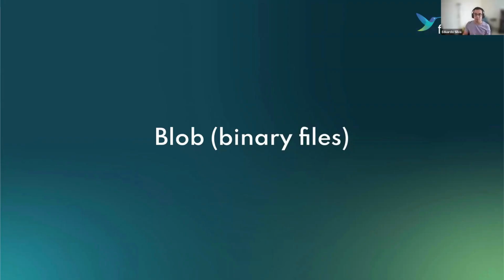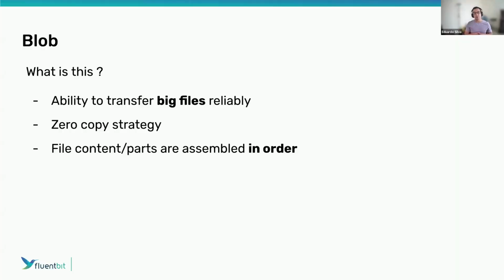But in Blob, what is Blob? Blob aims to transfer big files in a reliable way. And when I say big files, it could be a gigabyte file, but in a way that we are skipping buffering, we are doing a zero copy strategy. That means that we use the original file buffer that contains the data as the buffer for Fluent Bit. And we are able to take this big file, do a logical split of parts, and assemble them back in order when this is sent out to the destination.